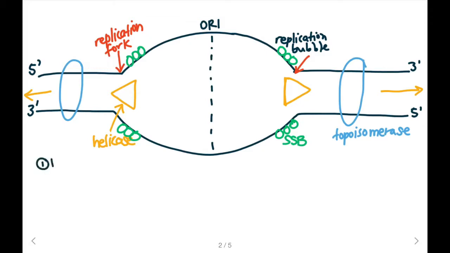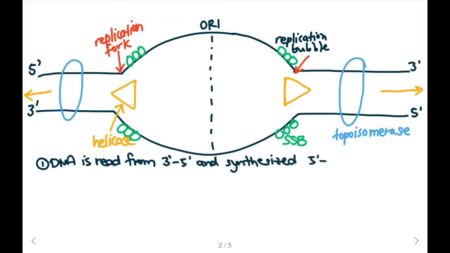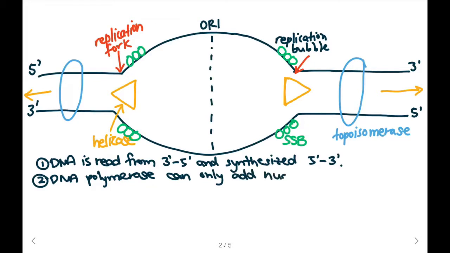Now let's talk about what the actual replication process looks like. There's a couple things to remember. The first is that DNA is always read from 3' to 5' and synthesized from 5' to 3'. The next thing to remember is that DNA polymerase, which is the enzyme that is synthesizing the new strand, can only add nucleotides to an existing strand. That means that we will add RNA primers to the start of each of our new daughter strands.